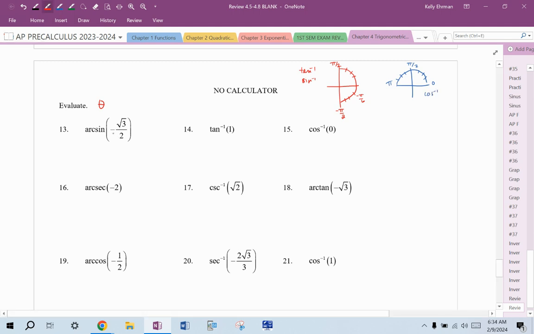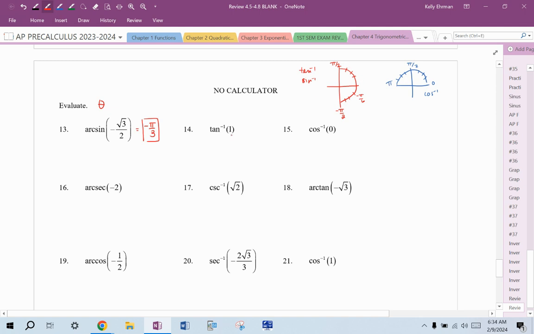All right, so the first one, what angle makes sine equal to negative radical 3 over 2? So instead of pi over 3, it should be negative pi over 3. Because sine is positive radical 3 over 2 at pi over 3. So it's going to be negative in quadrant 4.